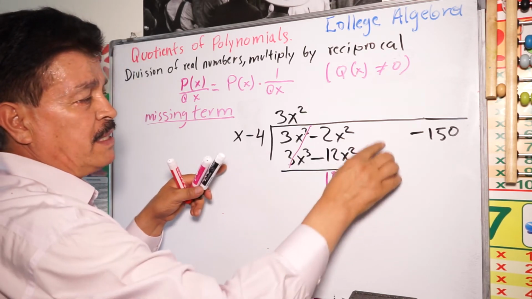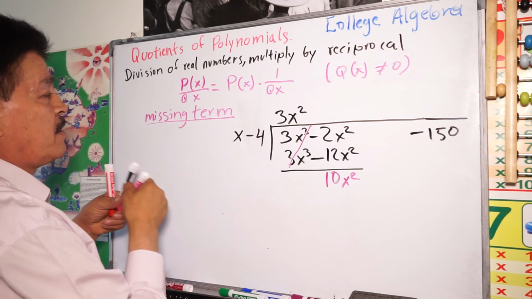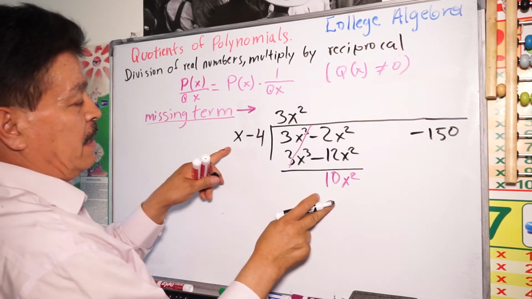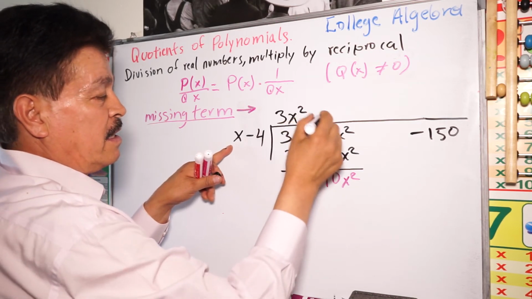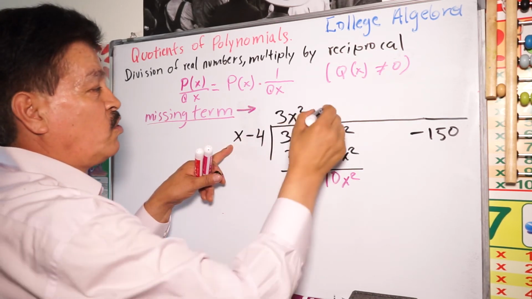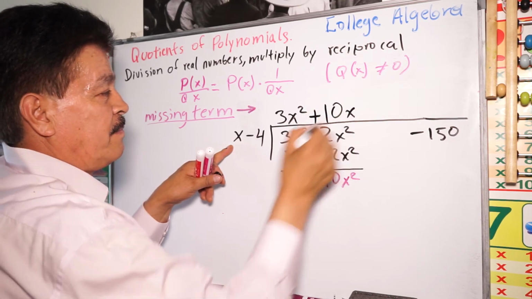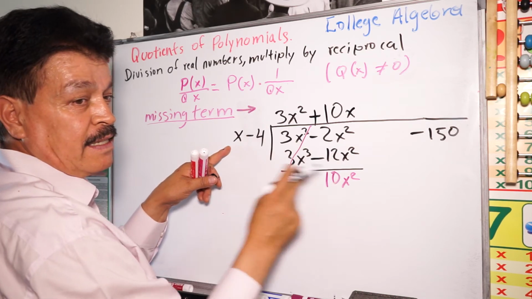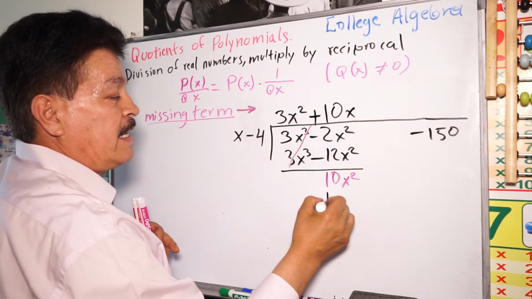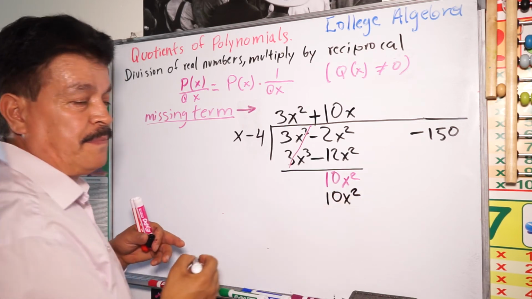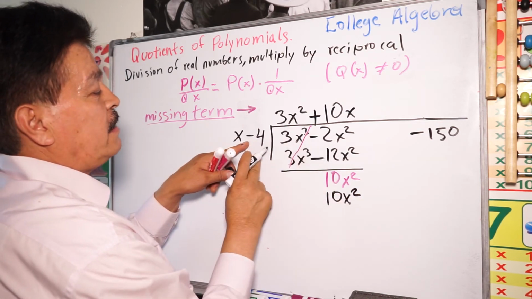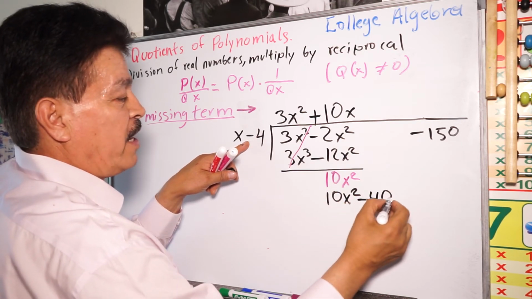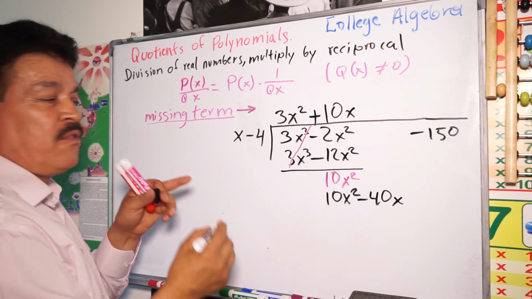And then divide this number, missing one term. Remember, missing one term here. Now divide by x, is positive here. It's going to be 10x. Now multiply 10x by x, this is 10x squared. Now minus or negative 4 times 10 is going to be negative 40. Negative 40x.